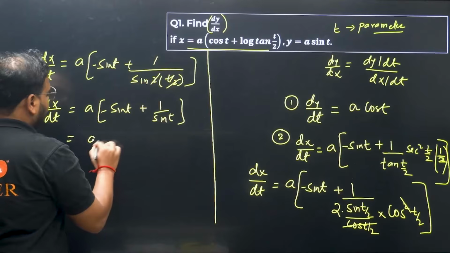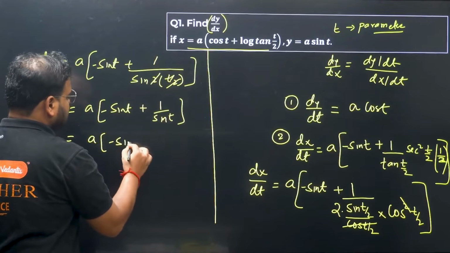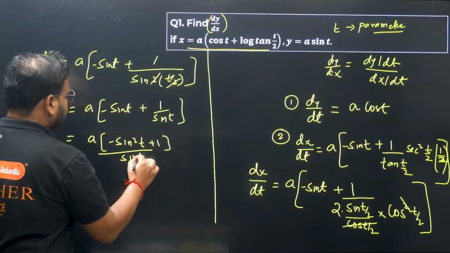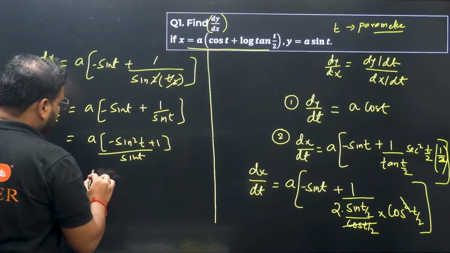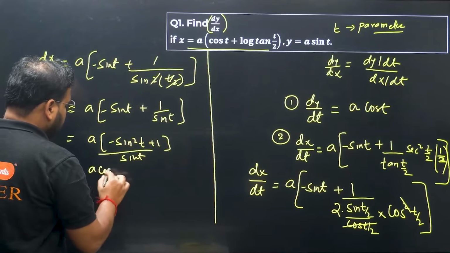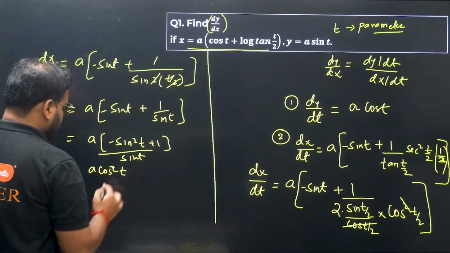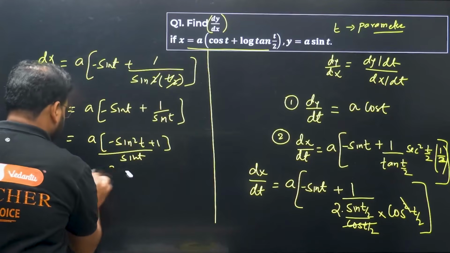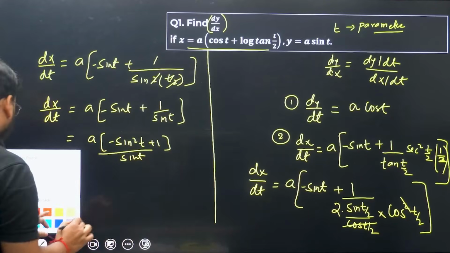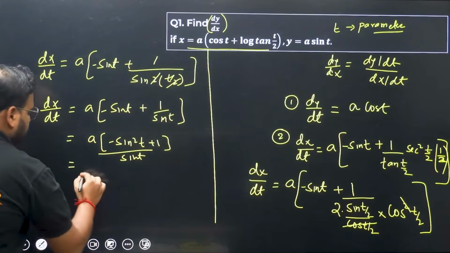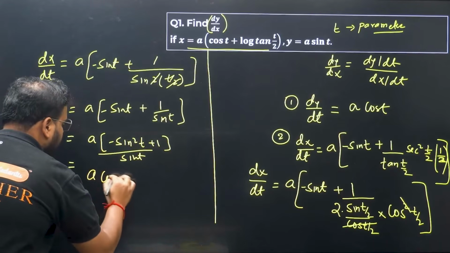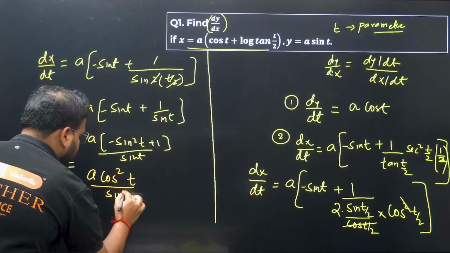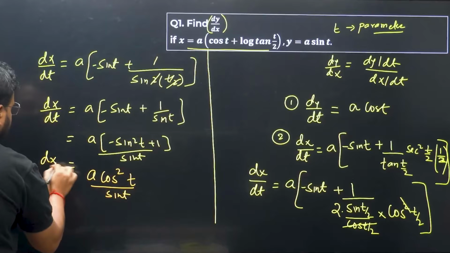LCM if you take, it will be what? Minus sin square t plus 1 upon sin t, which is what? I get a cos square t. This is square, not 2. One second, I can write better. Yeah, this value here is cos square. This is a cos square t upon sin t. This is my dx by dt.